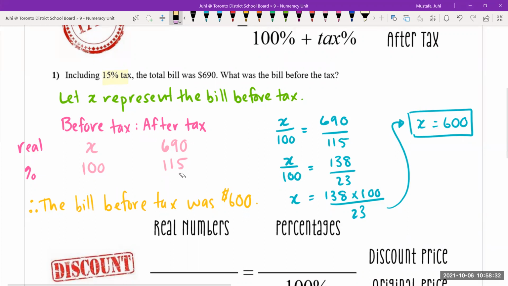No, if I said the tax was 20%, then it would be 120. If I said the tax was 30%, it would be 130.